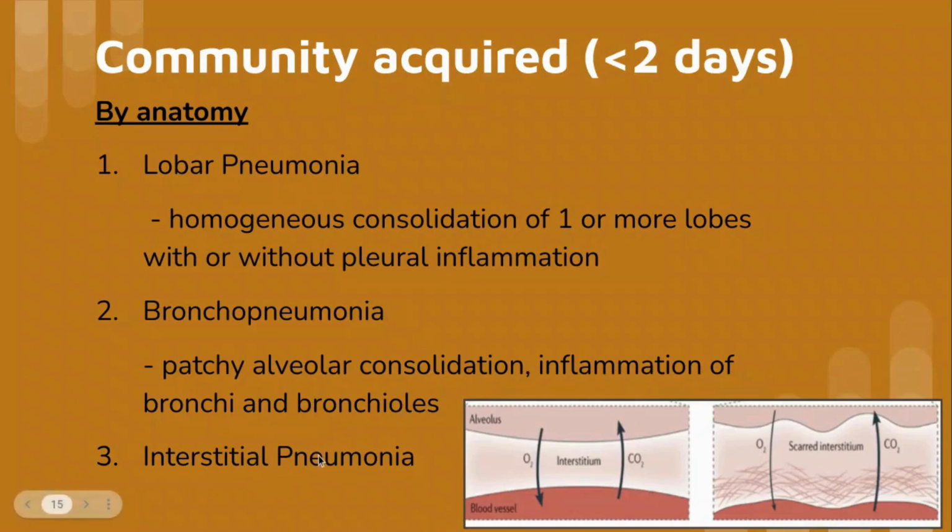Then we have interstitial pneumonia. So you see around the alveolus, around the balloon, the sac, there is a space between the sac and the blood vessel where the exchange occurs. So when that space gets scarred or fibrosed, we call that interstitial pneumonia. You can see that in interstitial lung disease. A small normal interstitium, which is also a fluid filled space, allows for diffusion to occur. Now there's fibrosis, so it becomes more difficult for oxygen and carbon dioxide to diffuse in and out. So that's interstitial pneumonia. So this is classification by anatomy.